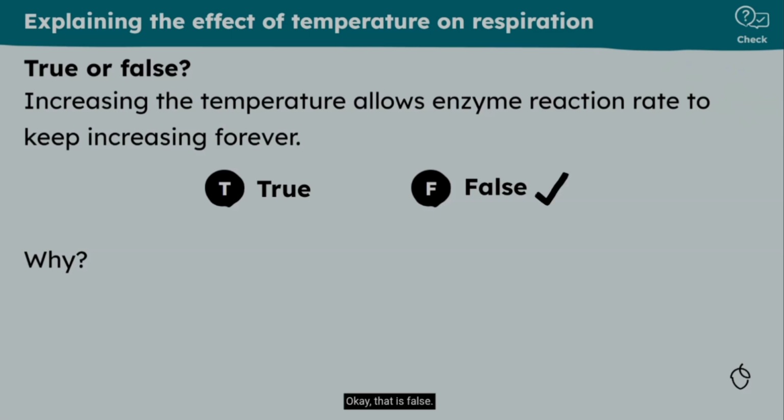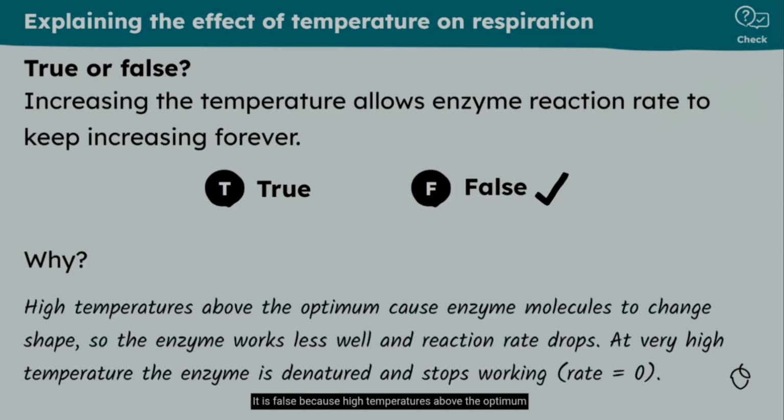Okay, that is false. But why is it false? Take another 5 seconds, or if you want some more time, click pause, click play when you're ready to see the answers. It is false because high temperatures above the optimum cause enzyme molecules to change shape, so the enzyme works less well and reaction rate drops. At very high temperatures, the enzyme is denatured and stops working, so the rate equals 0. Great job if you got that right.